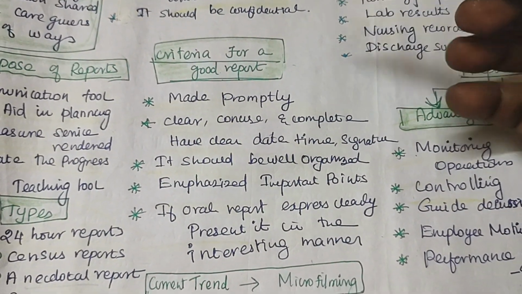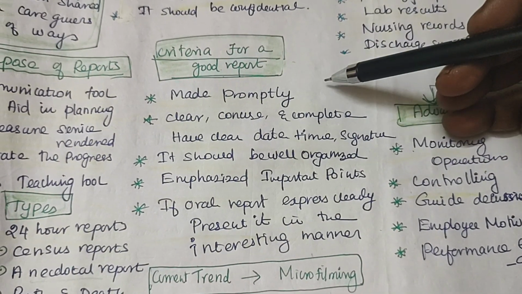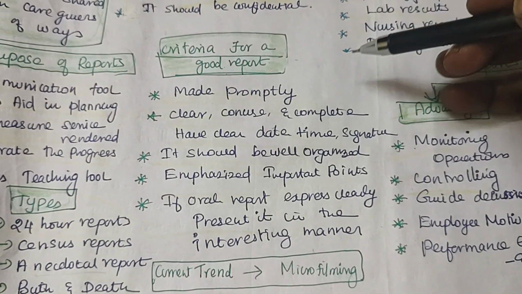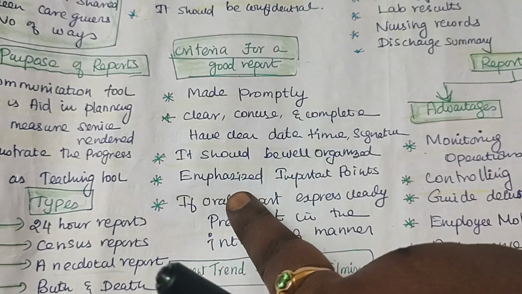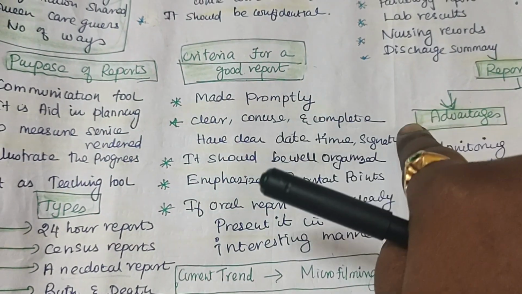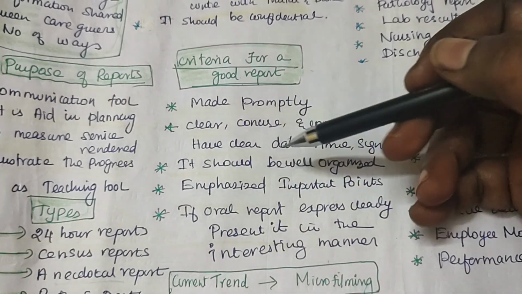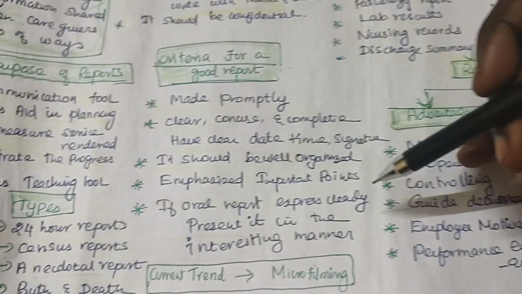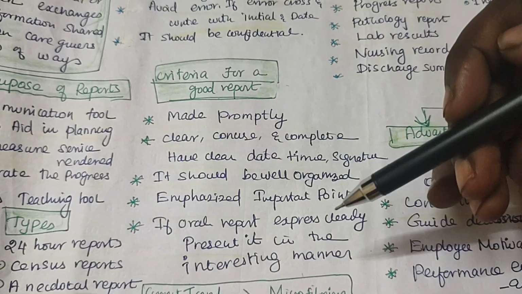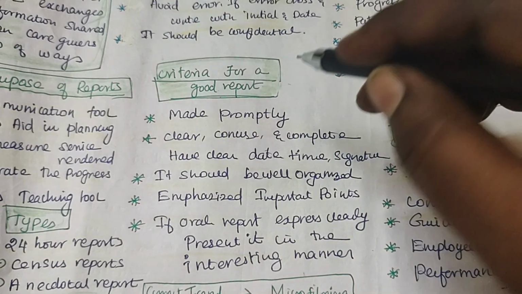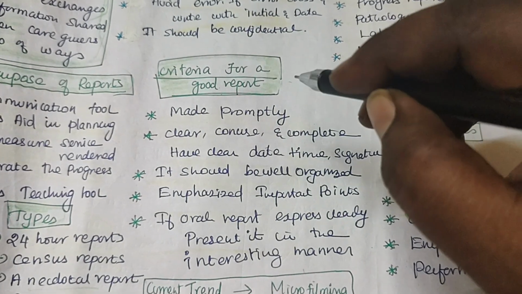Criteria for maintaining a good report: make it promptly, immediately. Sometimes you find the narcotics are missing; immediately phone the authority, then immediately make the record. It should be clear, concise and complete. Have a clear date of information. It should be well organized. It should emphasize the important points, not talk about unnecessary points. Important points have to be stressed in many ways.